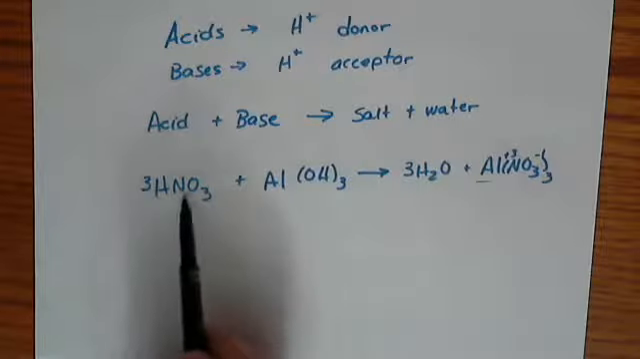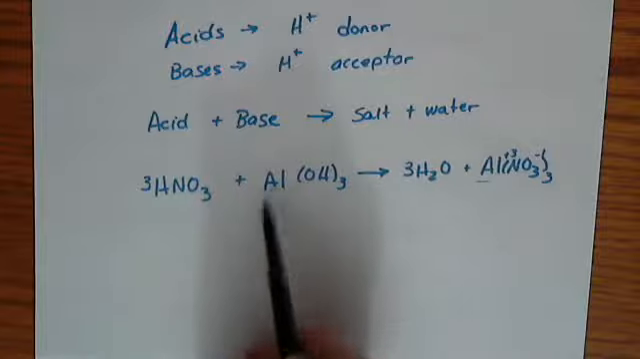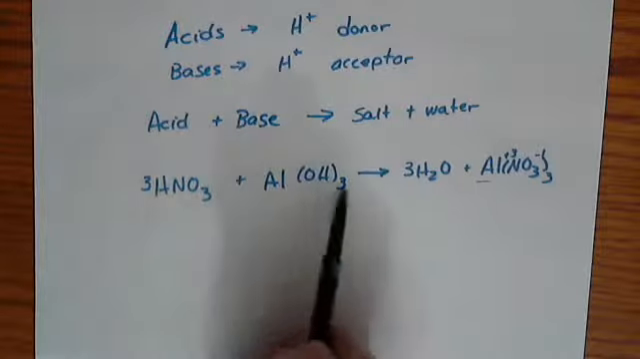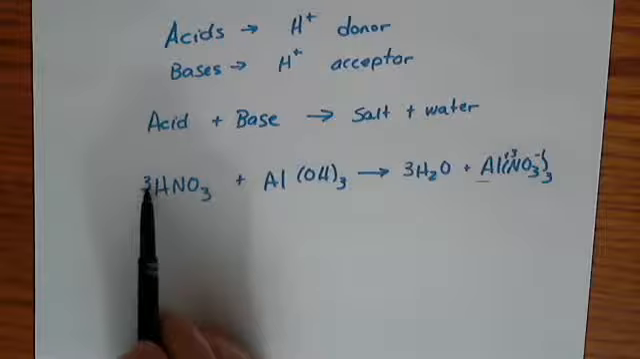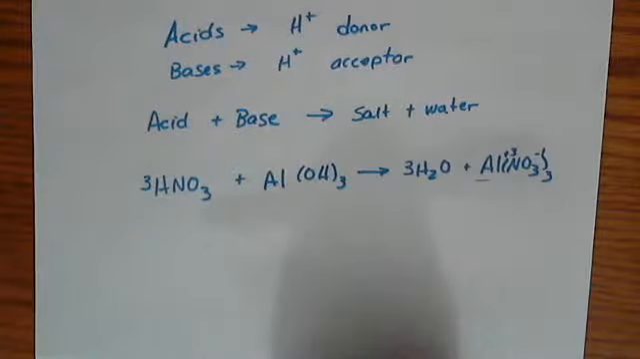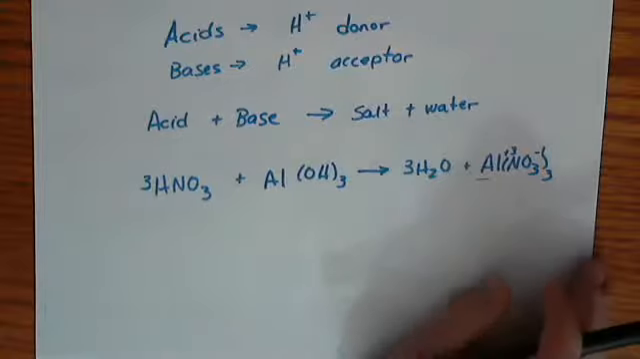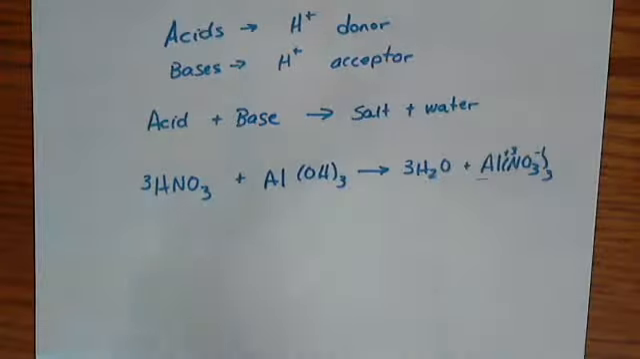3 nitrogens, 1 aluminum, 1 aluminum. Hydrogens are what we haven't counted yet, so I've got 3 hydrogens. This is 3 more, so that's 6 hydrogens. 6 hydrogens here. It's now balanced. Okay, and that is going to be how we balance an acid-base reaction. You have several other examples that you can do on your own.